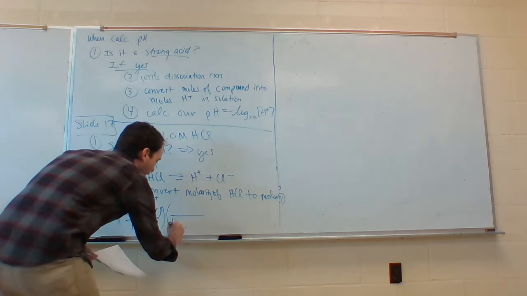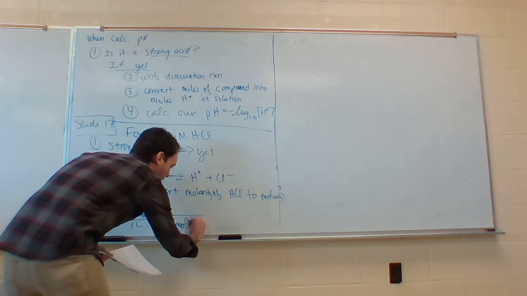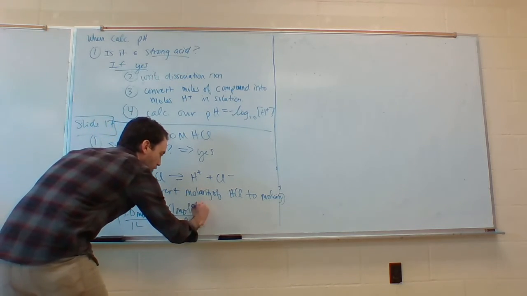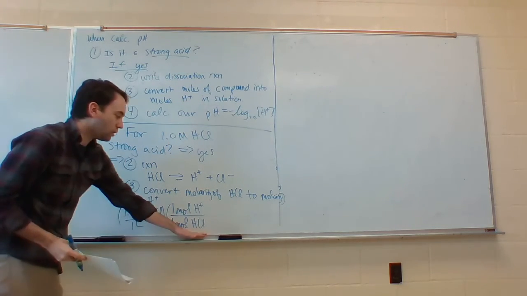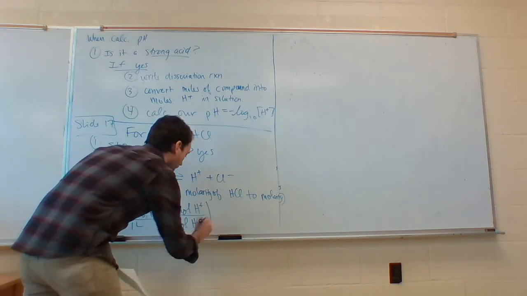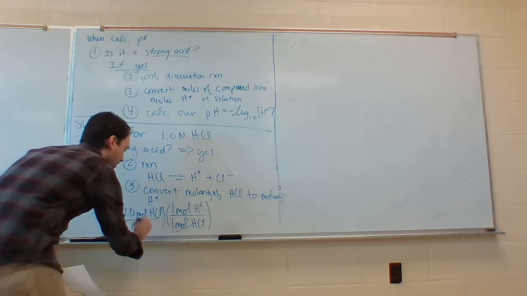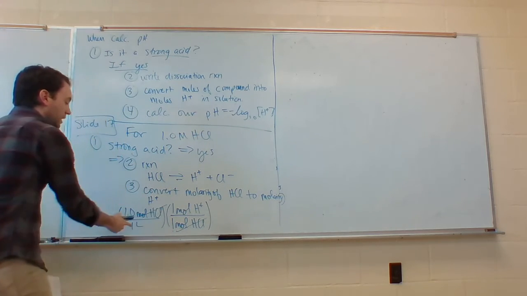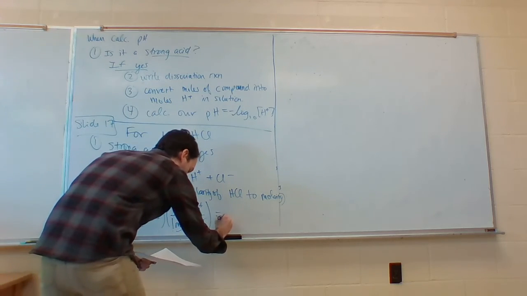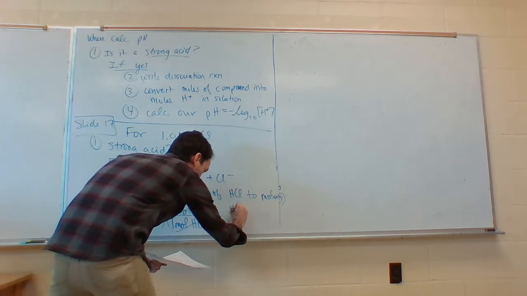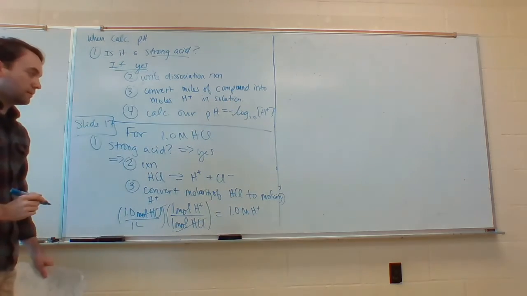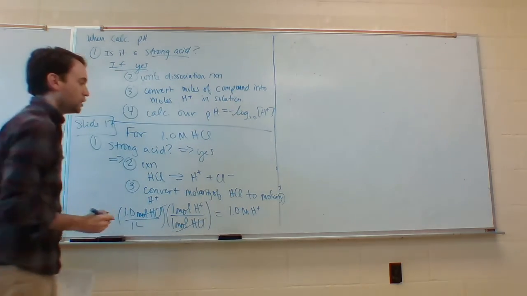And then we know that for every 1 mole of HCl, we have 1 mole of H plus, right? Every mole of HCl is going to give us 1 mole of H plus, okay? So that means that these are going to cancel, and we're going to have a mole of H plus over our liter, right? So we do the math, and we end up getting that this is 1.0 molar H plus, okay, as our concentration of H plus.